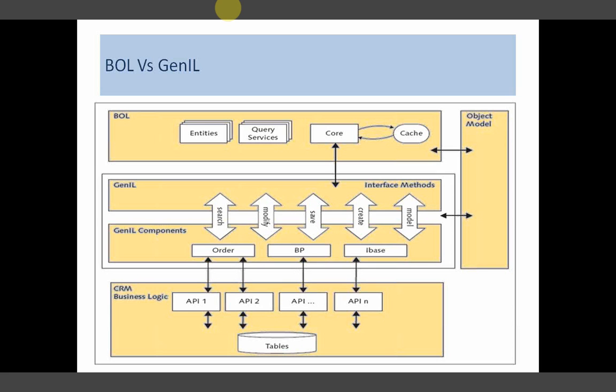So that's how the data flow goes. Now we will see a bit into the Genil. What does Genil have? Genil has a set of interfaces and a lot of components. And again, what services do the Genil components provide? Searching for the data, modification of the data, save and create.